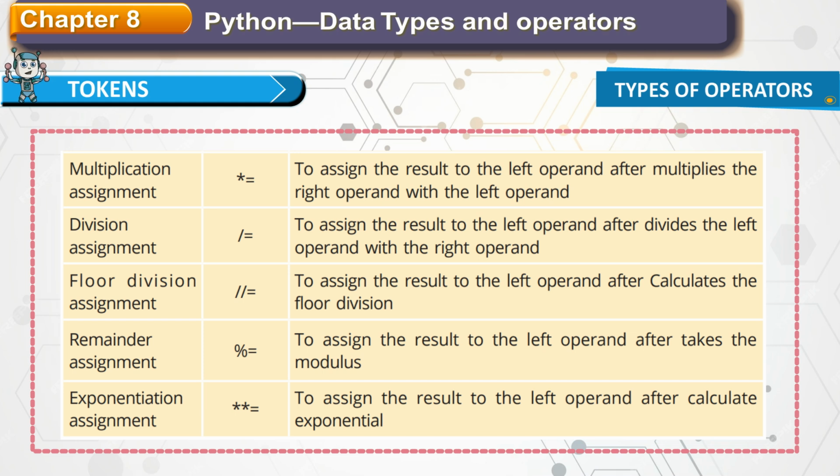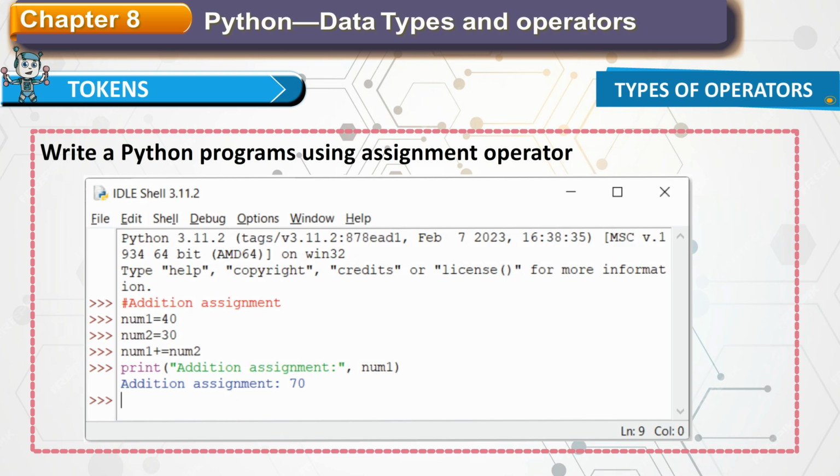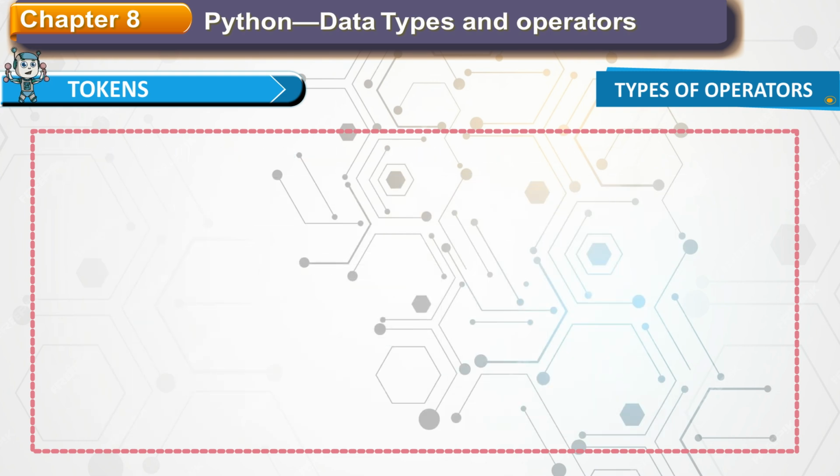Division assignment, slash equals, assigns the result to the left operand after dividing the left operand by the right operand. Floor division, double slash equals, assigns the result to the left operand after calculating the floor division. Remainder assignment, percent equals, assigns the result to the left operand after taking the modulus. Exponentiation assignment, double asterisk equals, assigns the result to the left operand after calculating the exponential. Write Python programs using assignment operators.